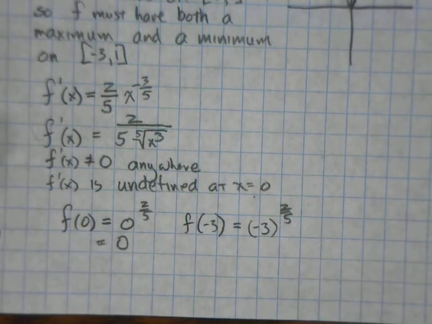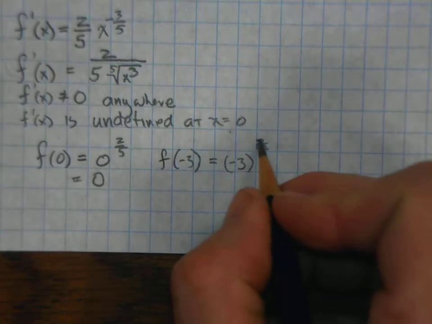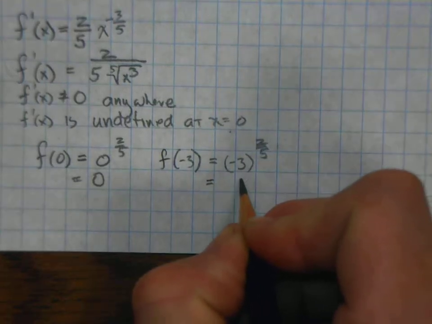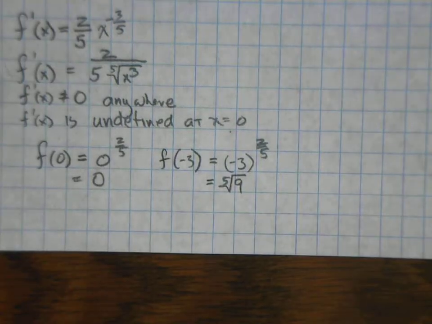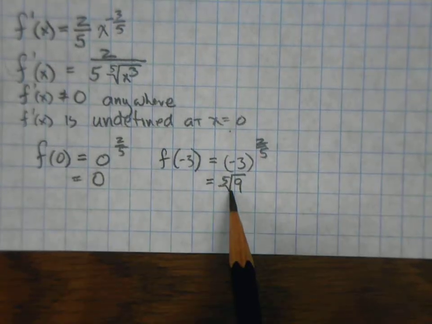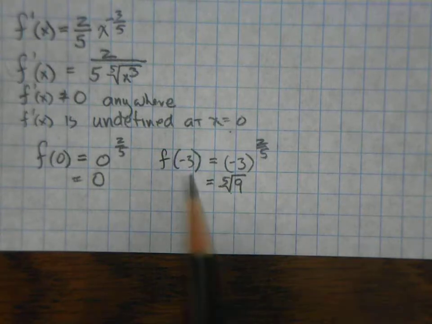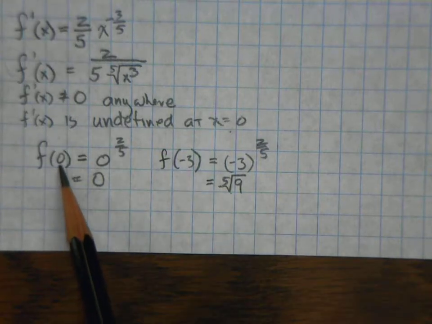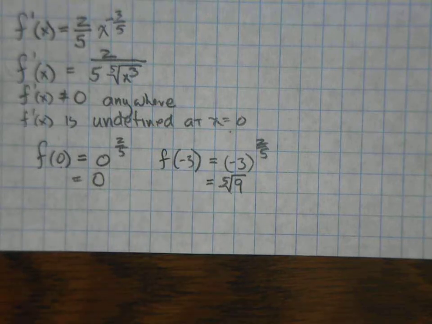Okay, don't break out your calculators yet. Let's think about this. So -3 squared is 9. And let's leave that as the 5th root of 9. I can already tell that the 5th root of 9 is larger than 0. Okay, so I at least know f does not have a maximum at 0, and f does not have a minimum at -3. I still need to compare what's going on at 1.